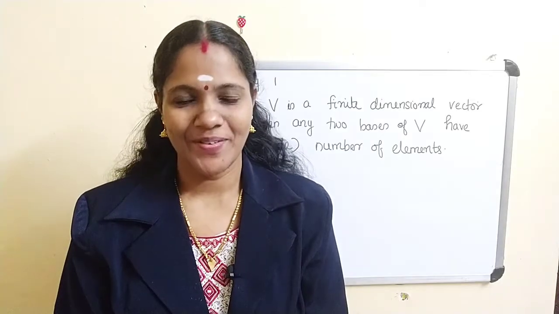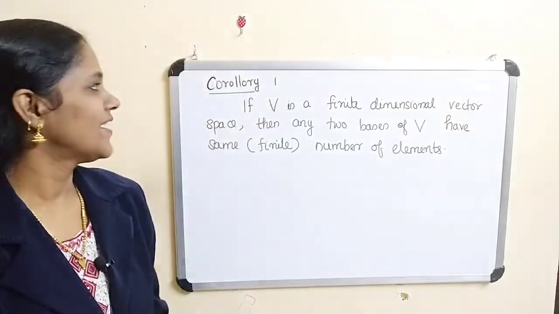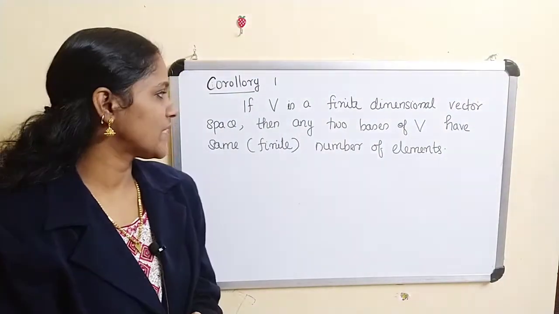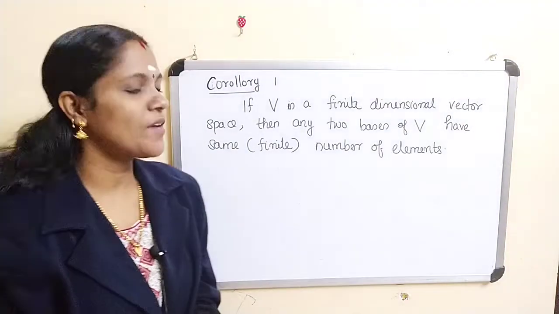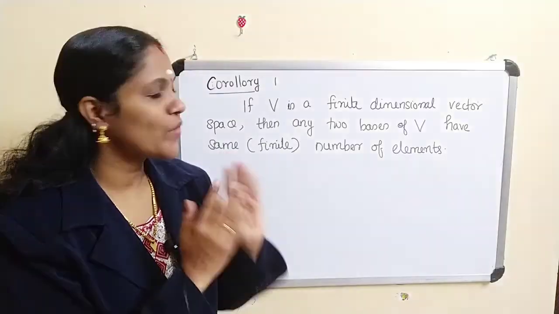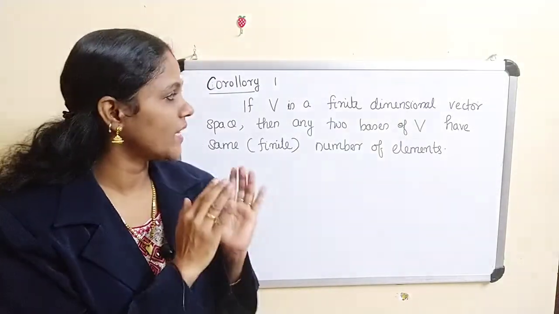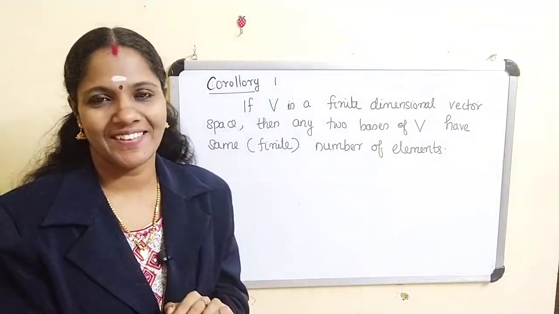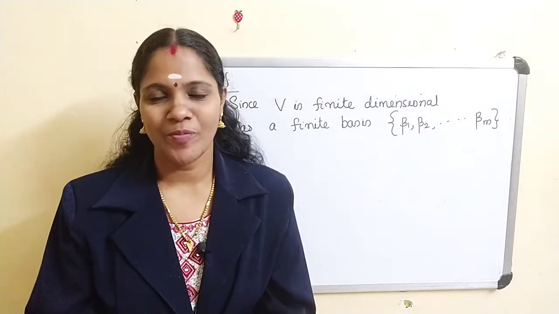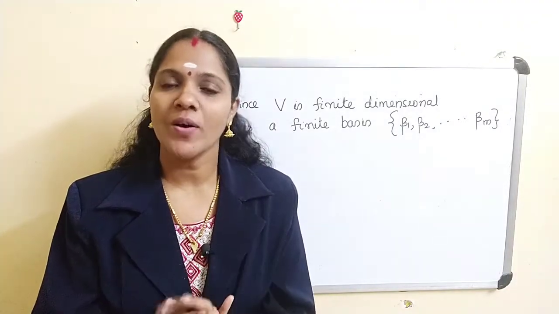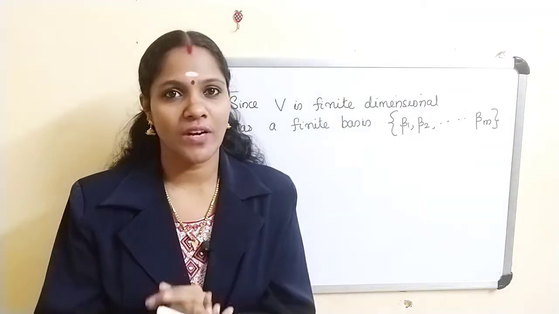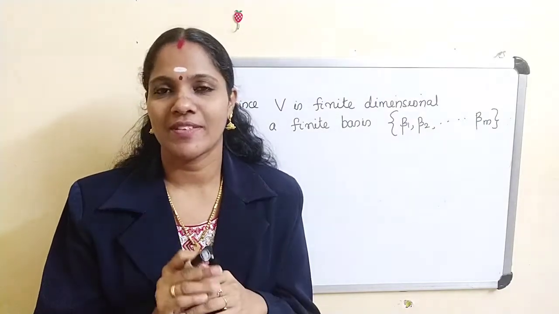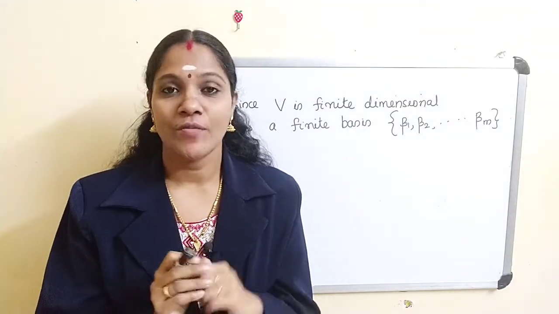Now the first corollary is: if V is a finite dimensional vector space, then any two bases of V have the same number of elements, finite number of elements. Now what do we have to prove? We have to prove any two bases of V have the same number of elements. For that, we have to consider two bases for V, and prove the number of elements in those bases is the same. We have to remember our theorem.